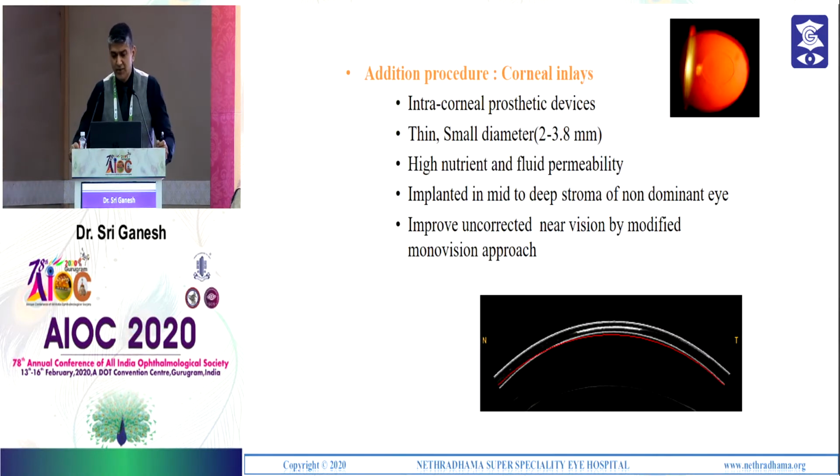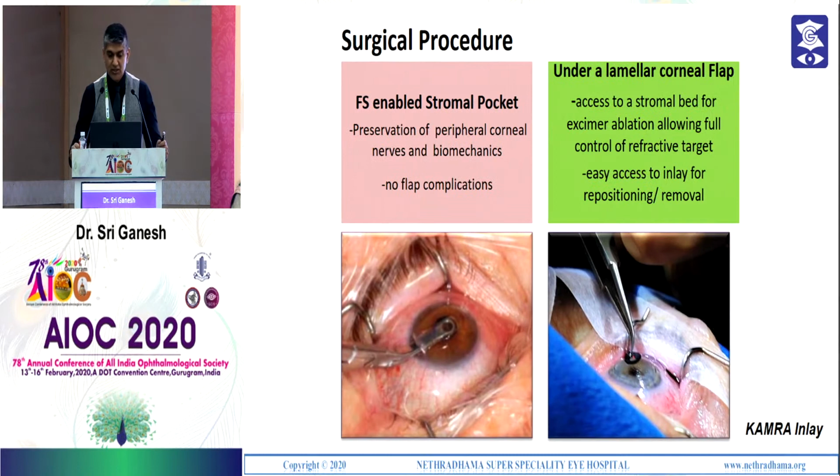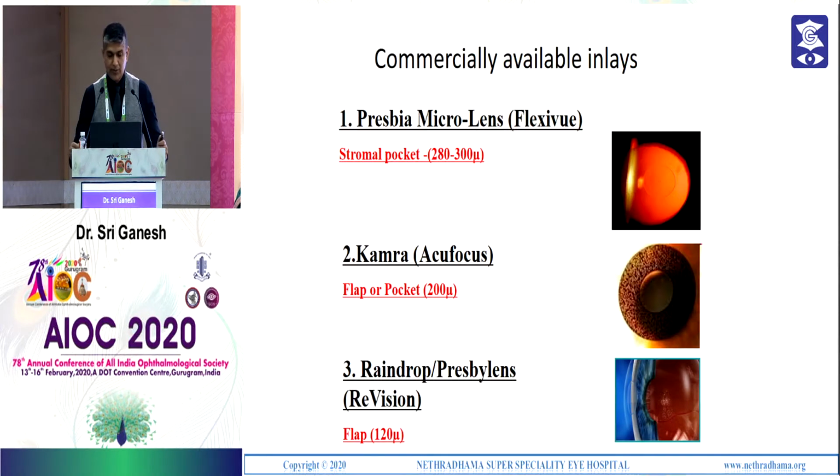The addition procedures are basically corneal inlays. They are intracorneal prosthetic devices, which are thin, small diameter, high nutrient and fluid permeability. They are implanted in mid to deep stroma of the non-dominant eye and improve uncorrected near vision by a modified monovision approach. The surgical procedure can either be a femtosecond laser enabled stromal pocket, or if you want to do a combined procedure, if there is some amount of ametropia and you want to correct it, then you can make a flap, and along with the ablation you can put in the inlay, or you can have both a flap and a tunnel and do a combined procedure.